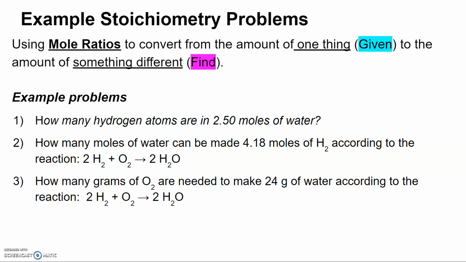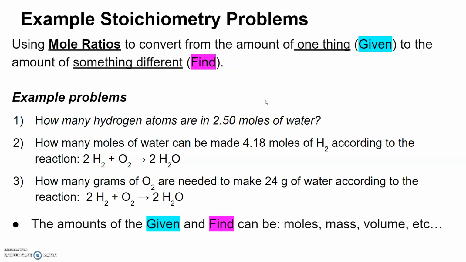So these are all examples of stoichiometry problems because you're starting off with one thing and you're trying to convert it into something different. And you have to use mole ratios to do it. Now you'll notice that with these problems, the amounts of the given and the find, some of them are in moles, some of them are in mass, some of them in a number of atoms and molecules. They could also be in volumes, etc. So the amounts that you're starting off with or trying to find can vary.